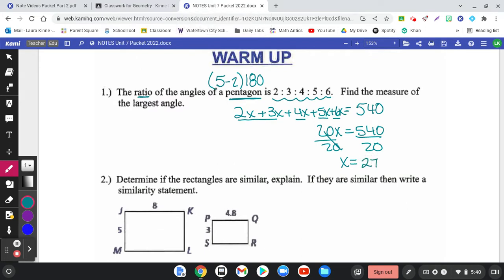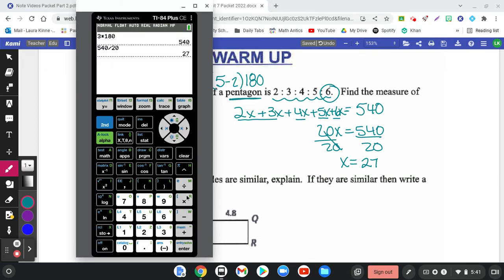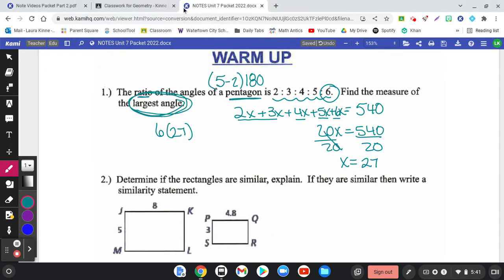Okay, now, if this were a multiple choice question on the test, that would be the first answer choice, or on the regions. But it wouldn't be correct because, again, you want to make sure you answer the question. They're looking for the largest angle, which would be your 6x. So now we're just going to take 6 times 27. We'll throw it into the calculator. We already got the 27 in there, so just hit times 6. And there you go, 162. And it is an angle, so it's degrees.